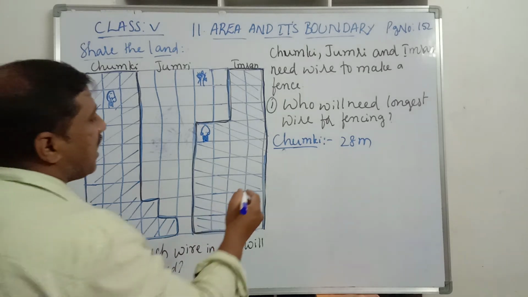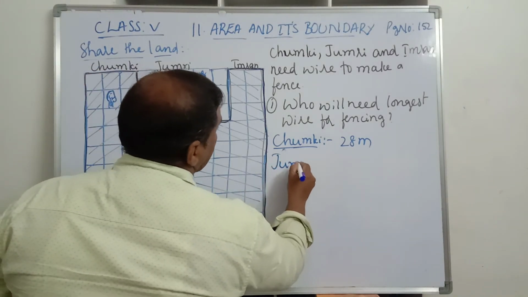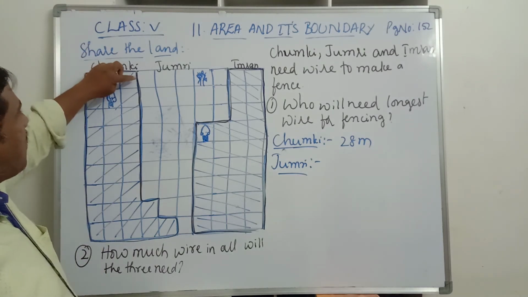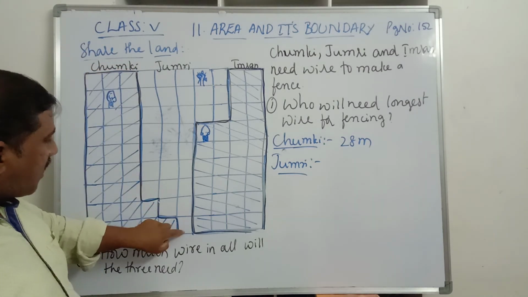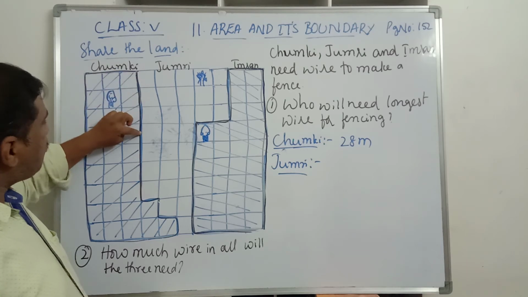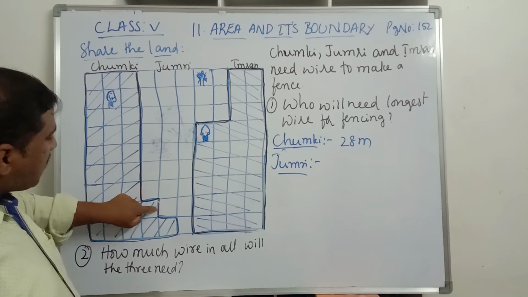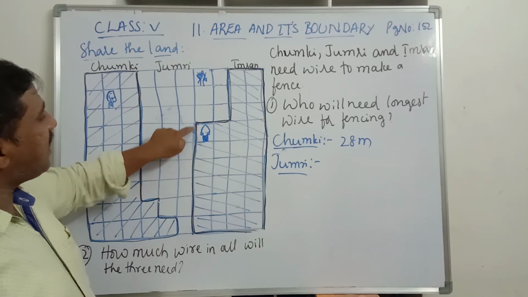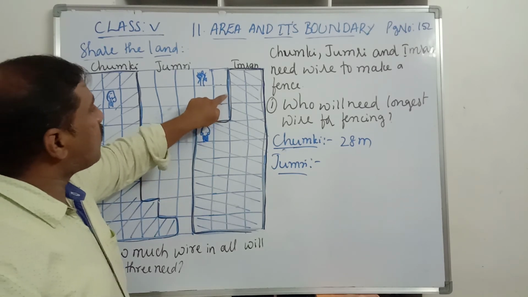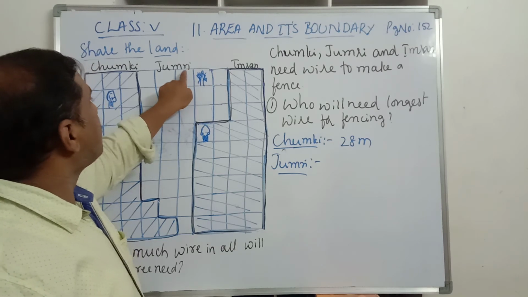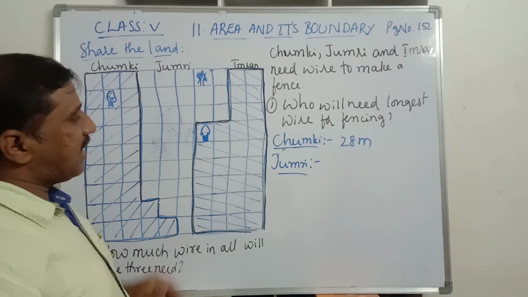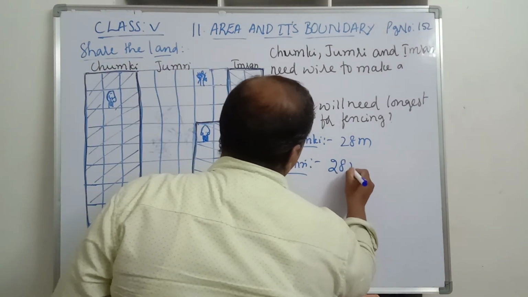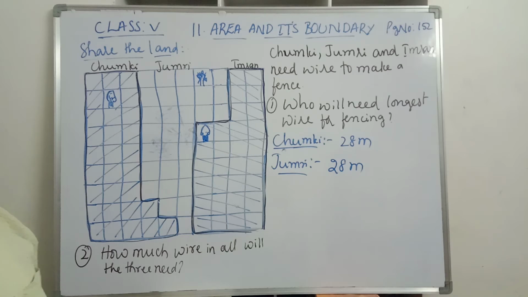Next Jumri. How much fencing did Jumri require? Now we count from here. This is the boundary. 1, 2, 3, 4, 5, 6, 7, 8, 9, 10, 11, 12, 13, 14, 15, 16, 17, 18, 19, 20, 21, 22, 23, 24, 25, 26, 27 and 28. So Jumri also required 28 meters of wire.